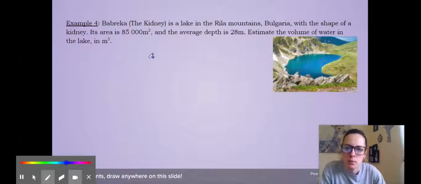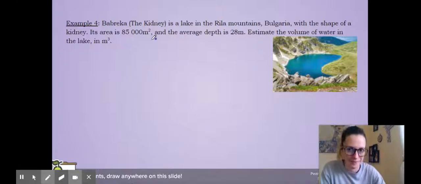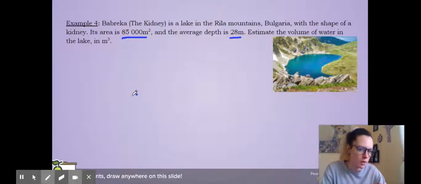All right, so an example of that: Babreca, also known as the Kidney, is a lake in the Rila Mountains in Bulgaria with the shape of a kidney. Its area is 85,000 square meters with an average depth of 28 meters. So we're estimating the volume of water in the lake, estimating because the average depth is 28 meters.